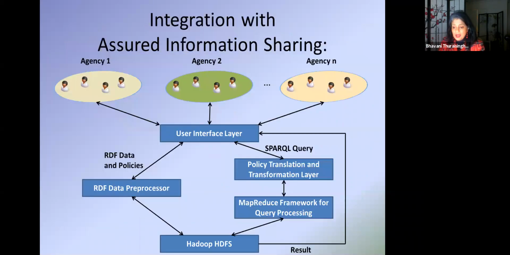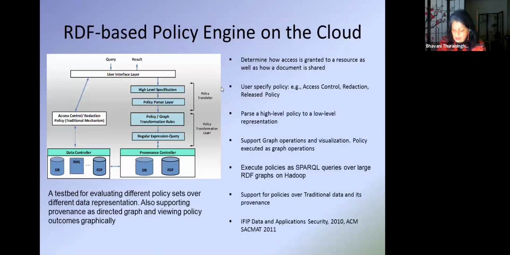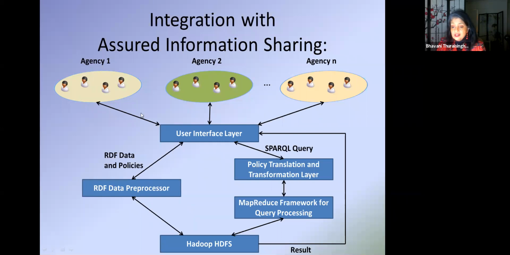So we had our SPARQL query optimizer, remember, policy translation, transformation, MapReduce framework. Sorry, the SPARQL query optimizer is these two parts, the RDF data processor and the MapReduce framework for query processing. And then we have the Hadoop, Jena-based database. And then we have the policy translation and transformation, which is essentially this whole part, fits in right here. And then we demonstrated this system. Okay, so this was really a huge achievement at the time.